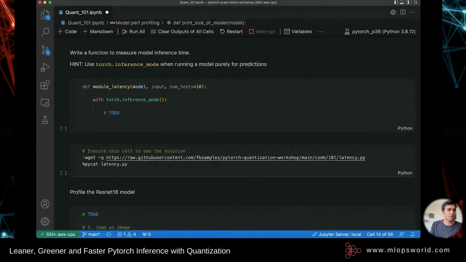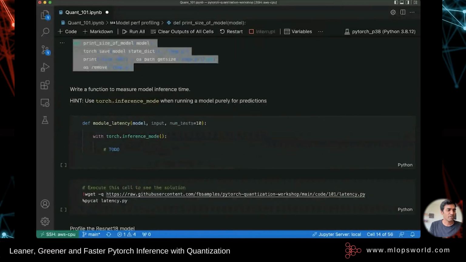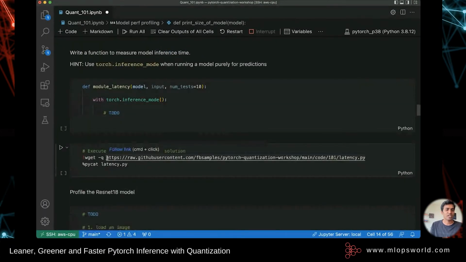Oh, that probably is because you don't have wget. Torch does not have inference mode. Chris, can you let me know what version of PyTorch you are using? And Gaurav, that's probably because you don't have wget, the utility installed. That's a Unix or Linux utility. What it does is essentially download this file and print it. So if you are not able to run wget, maybe you can just click this link and that should give you exactly the same output.